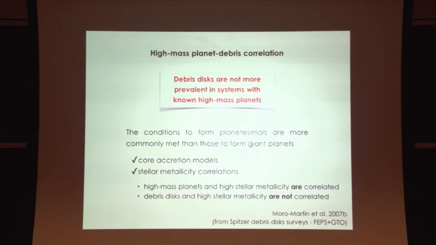And this was in agreement with what you would expect from the core accretion models, and also from the evidence that you're getting from correlations with stellar metallicity, because high mass planets are highly correlated with high stellar metallicities, but debris disks are not. So it made sense that debris disks and planets are not necessarily correlated.